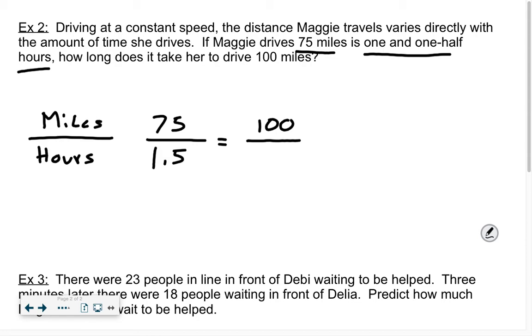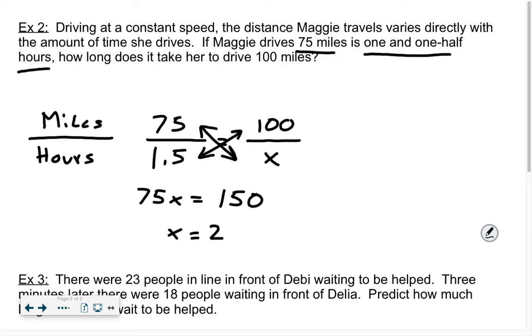And what we want to solve for is the amount of hours that we have. Again, if we cross multiply, 75 times x is 75x, which is equal to 1.5 times the 100, which will get us 150. And we know that we need to take 75 times 2 to get that 150. So it works out pretty well in this one where it came out to an even 2 hours.